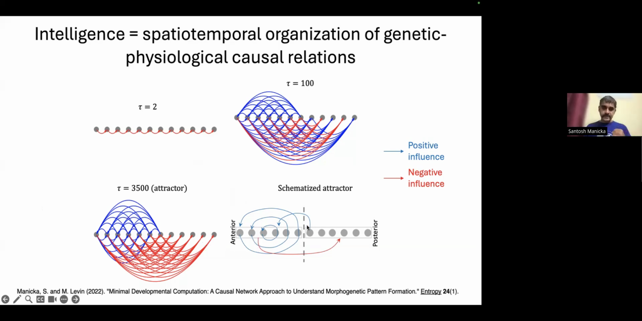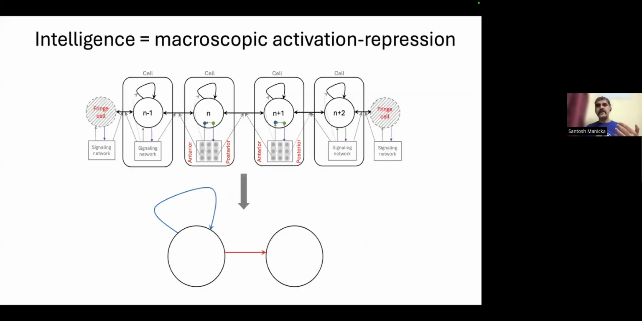So if you schematize the attractor, basically it looks like this. The anterior half positively influences itself, and this half negatively influences the posterior half. And now you can begin to understand why the ramp axial gradient forms from a flat homogeneous condition. Basically this entire complicated looking line of cells reduces to this two-cell system where one cell activates itself and represses the other cell. It's almost like a Turing-like mechanism. So that's what we learn by doing this causal network analysis.